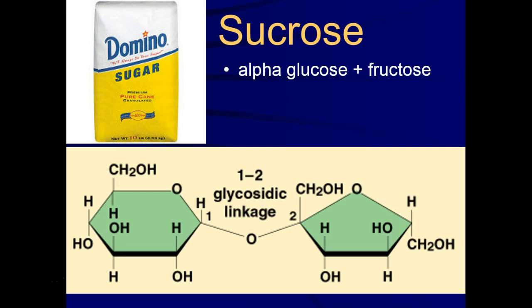Right? Now, sucrose is a combination of two different monosaccharides. We have alpha glucose bonded to a fructose. It's very easy to recognize because fructose looks like a pentagon.